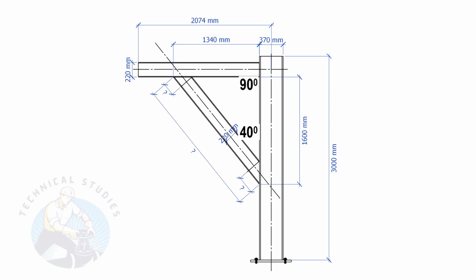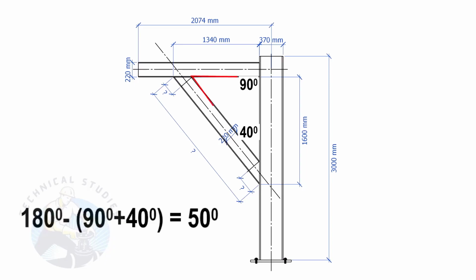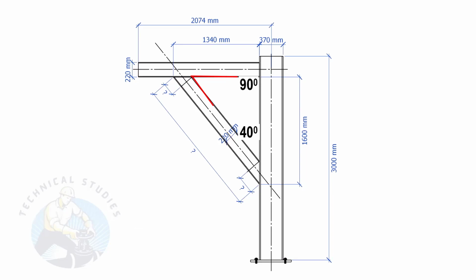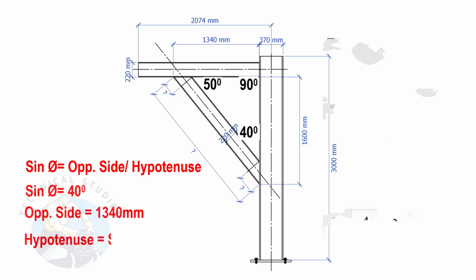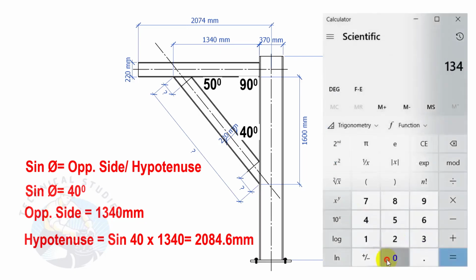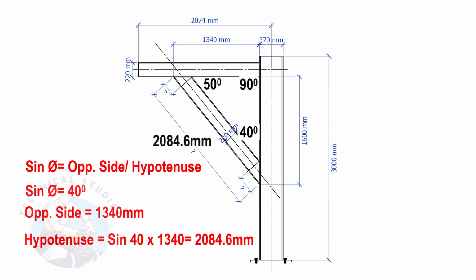Since this angle is 90 degrees, this angle is 180 minus 90 minus 40, which equals 50 degrees. Let us apply the sine formula. Sine of the angle equals opposite side divided by hypotenuse. Sine of 40 degrees equals opposite side 1340 mm divided by the hypotenuse. So, the length of the bracing is 2084.6 mm.